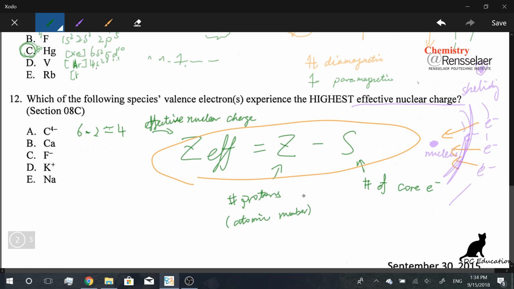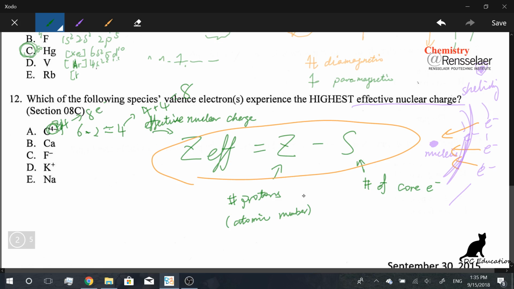And for this particular 4 over here, the negative 4 charge means this carbon atom is actually holding 4 extra electrons. So it's actually 4 effective nuclear charge towards 4 valence electrons plus 4 additional electrons, which gives us 8. So that's 4 effective nuclear charge towards 8 electrons.